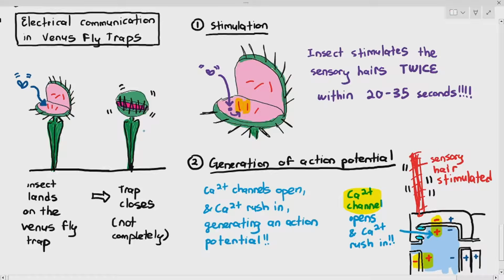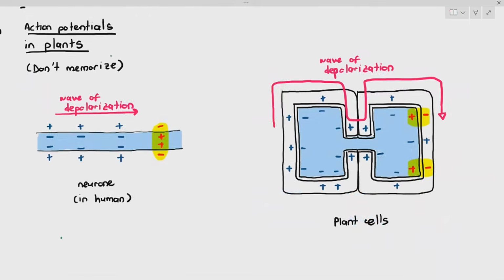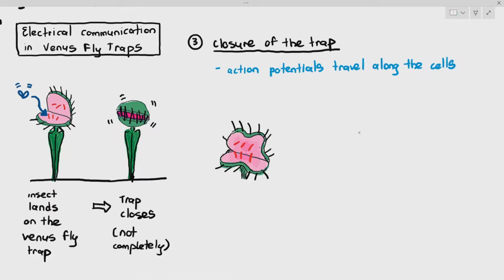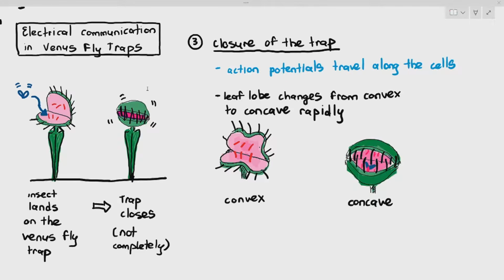So what causes the closure of the trap? The action potential travels along the cells. Remember, I told you, in this diagram how the action potentials travel along the cell surface membrane through the plasmodesmata. It starts traveling along the cells of the Venus flytrap, and all you need to mention here is the convex leaf shape, which is curved upwards, will become concave, which means it curves or bulges downwards, and that's what causes the trap to close. And this process happens rapidly.